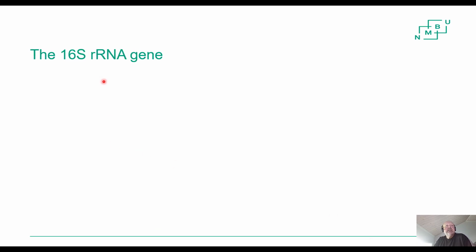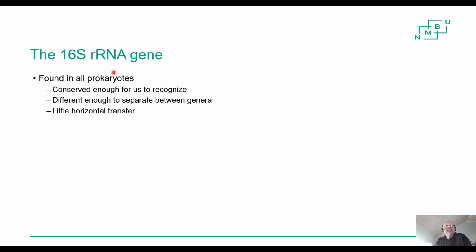So the 16S ribosomal RNA gene is the typical marker that we use. It's found in all prokaryotes. It's conserved enough for us to recognize in each, regardless of what type of bacteria or archaea we are looking at; we will always recognize the 16S. It's different enough to separate between genera at least, but not between species, at least not always. And it has little horizontal transfer.